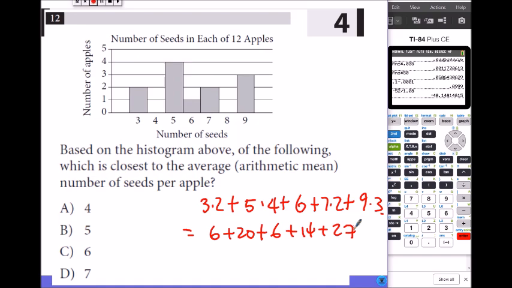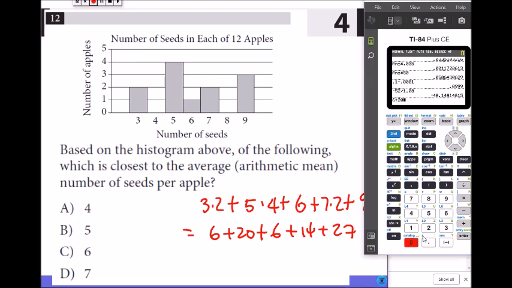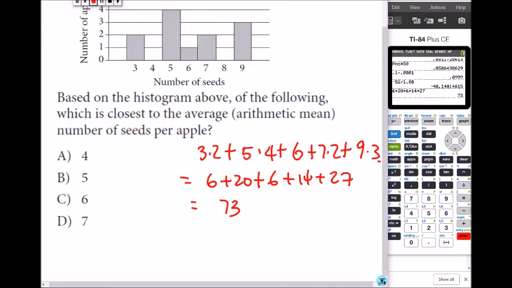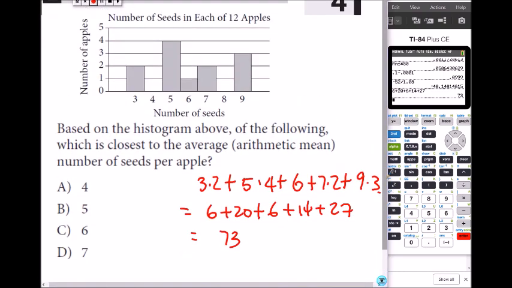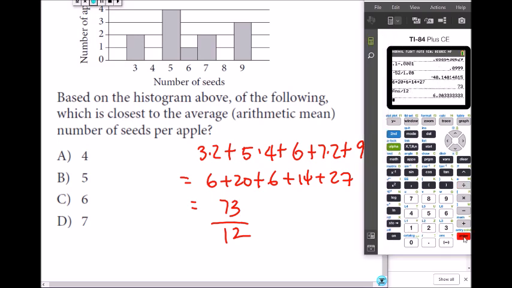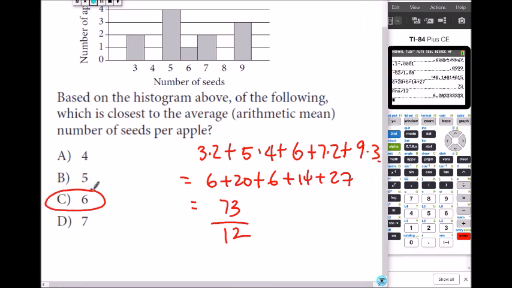So I'll plug into the calculator. 6 plus 20 plus 6 plus 14 plus 27 equals 73, the total number of seeds. And how many apples were there? Instead of counting all this, a lot of times they give you the information. So you divide by 12. Then you get 6.08, so about 6 seeds.